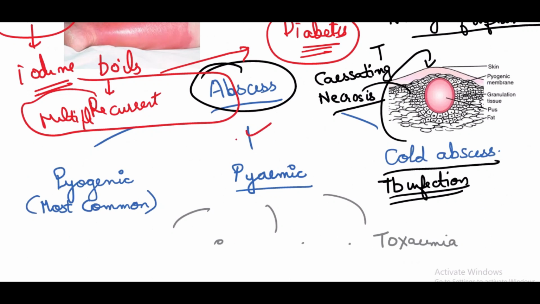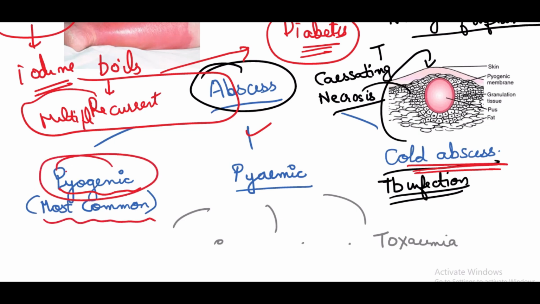Now let us discuss abscess. Remember, an abscess is a collection of pus in the body. There are three varieties of abscess: one is pyogenic abscess, another is pyemic abscess, and the third is the cold abscess. Which type of abscess is the most common? It's the pyogenic abscess.